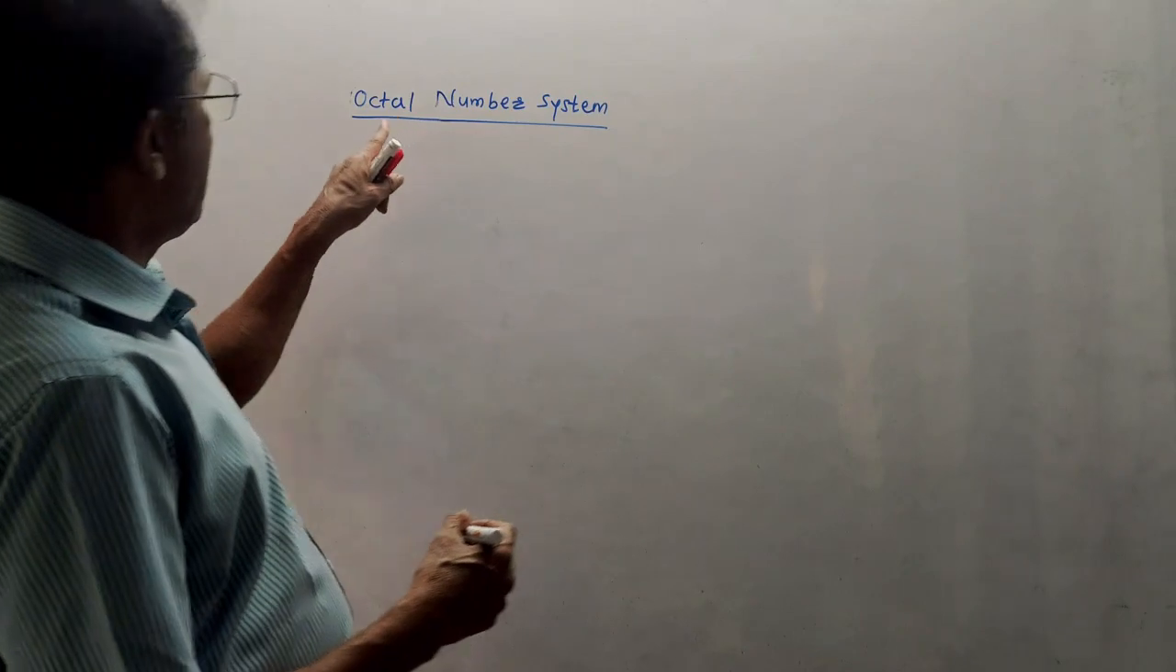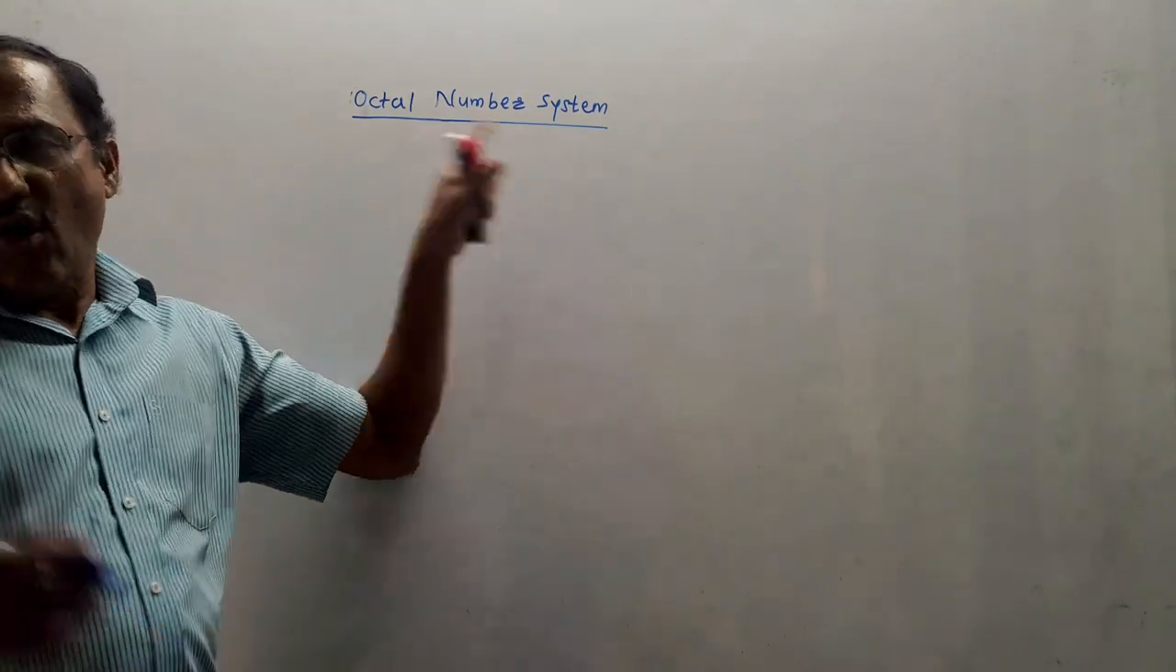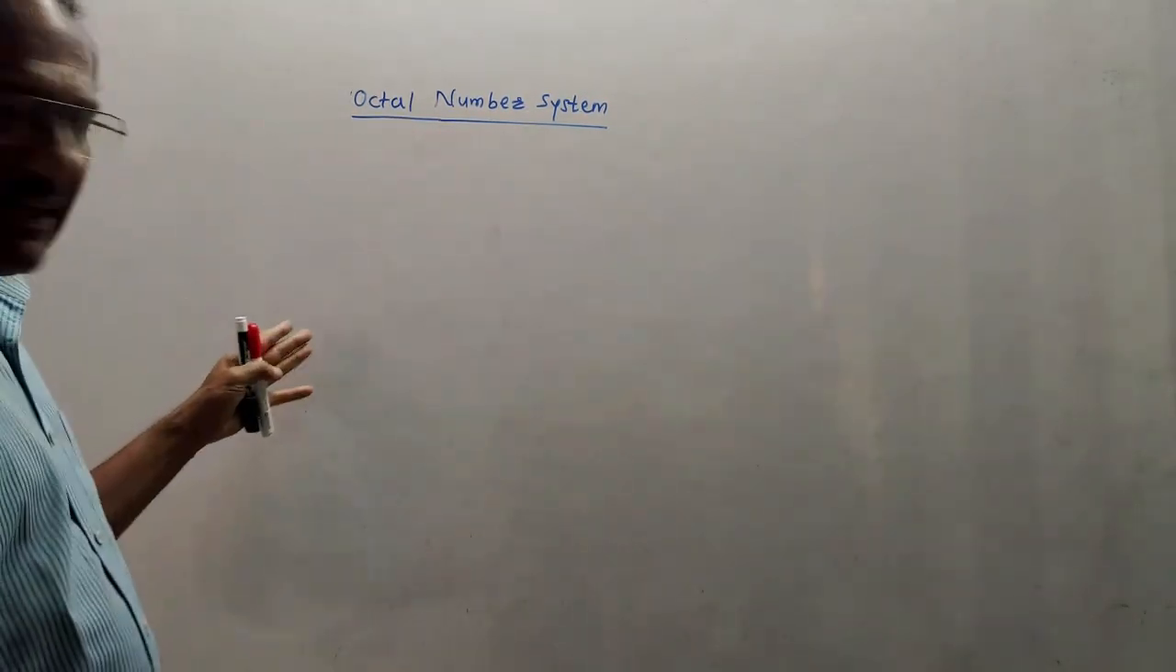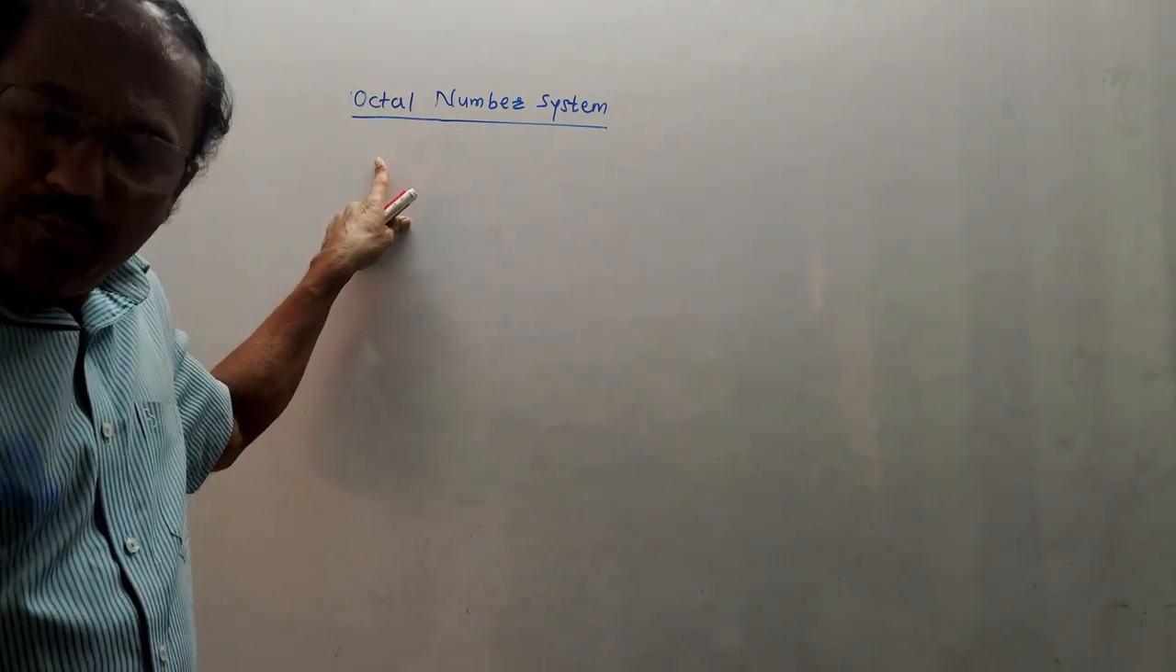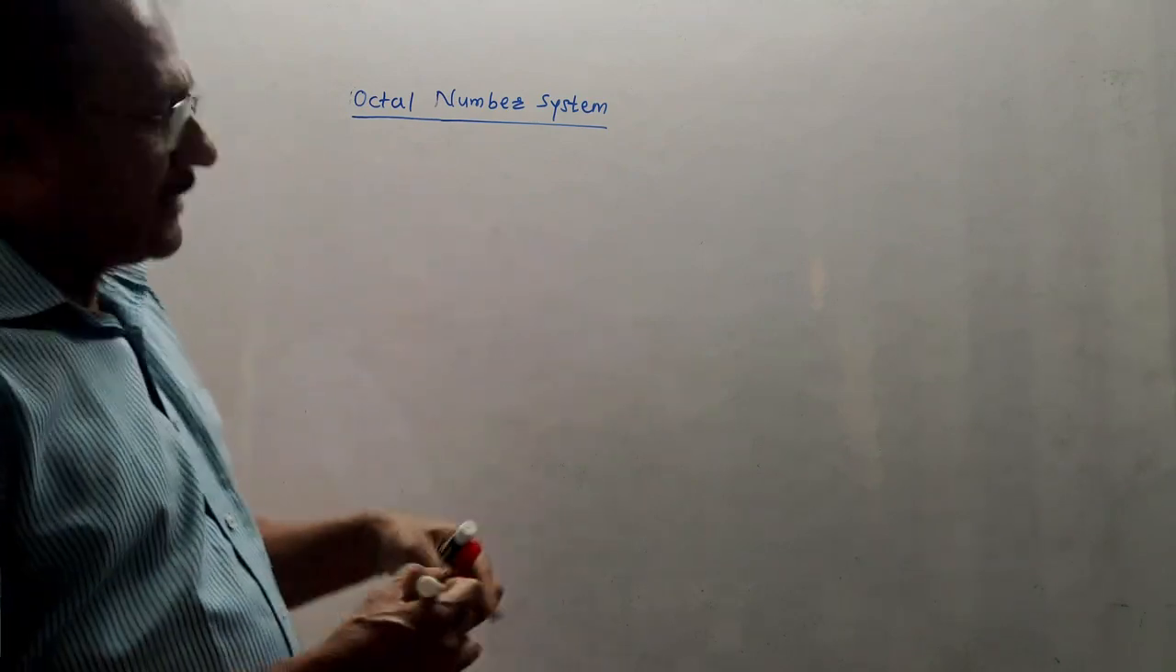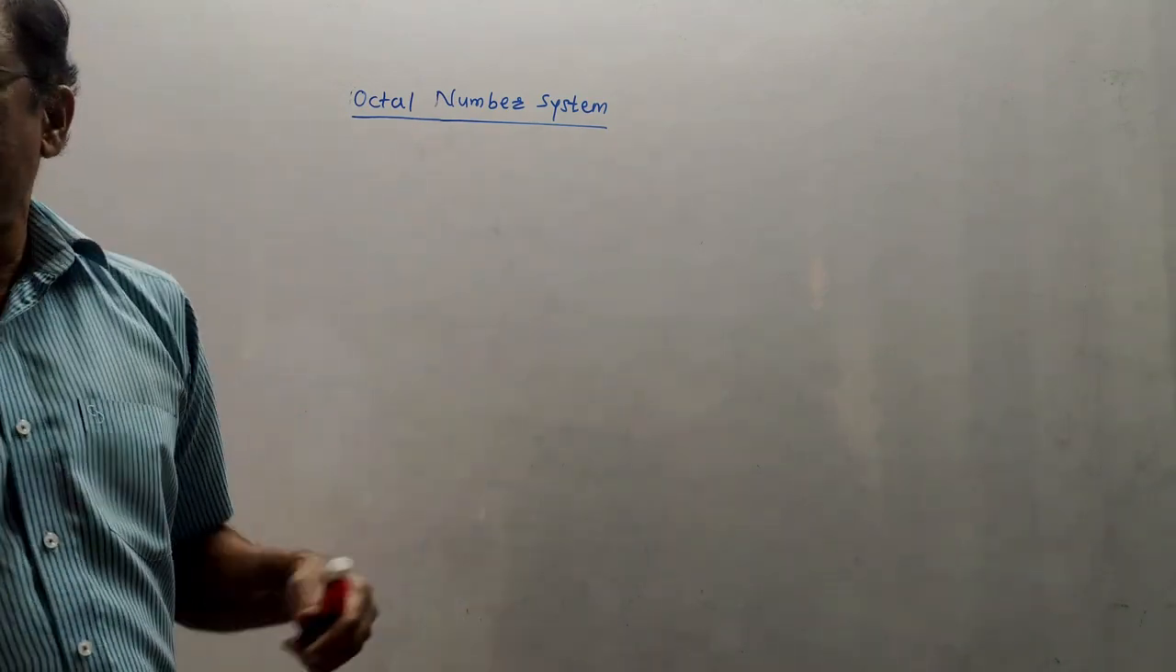The third number system is the octal number system. Octal means 8. So it's very simple, like the previous two number systems. Octal means 8, so the base of this number system is 8. Now let us directly talk about one example.